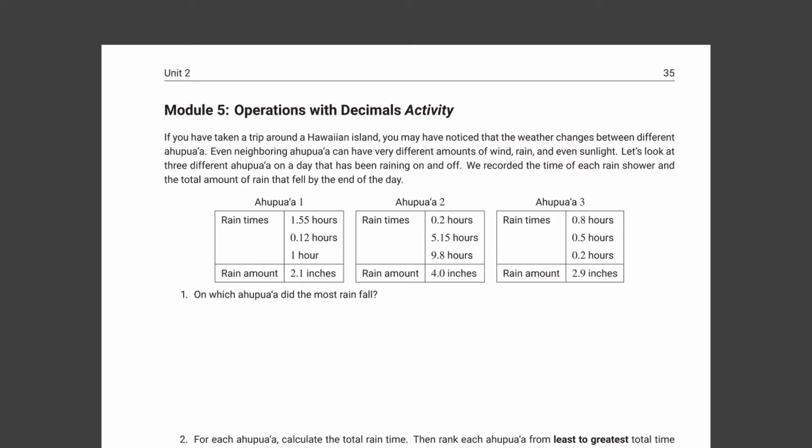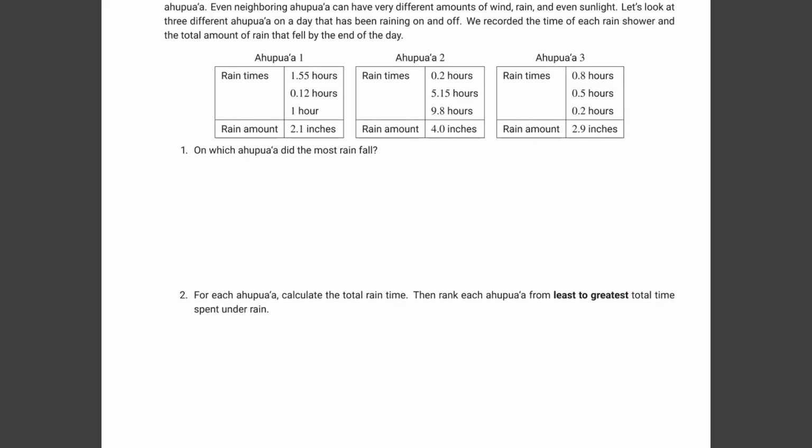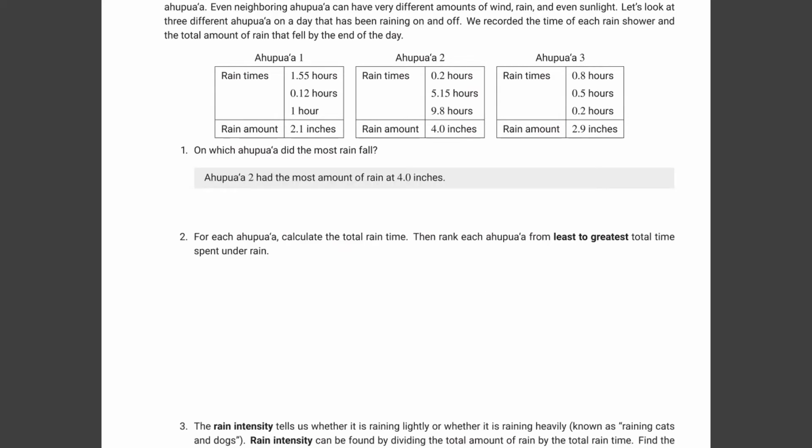In this activity, we'll be using decimals to talk about how the weather can vary a lot from one ahupua'a to another. Below are tables describing the rainfall in 3 neighboring ahupua'a. On the top of the table, we've recorded the length of time at which rain was falling. On the bottom of the table, we have the amount of rain that has fallen. The first part of this activity asks us which ahupua'a had the most rainfall. Well, that would be ahupua'a number 2, which experienced 4 inches of rain.